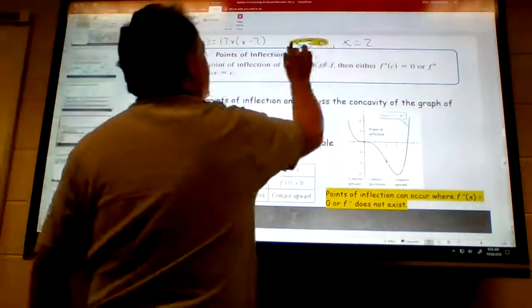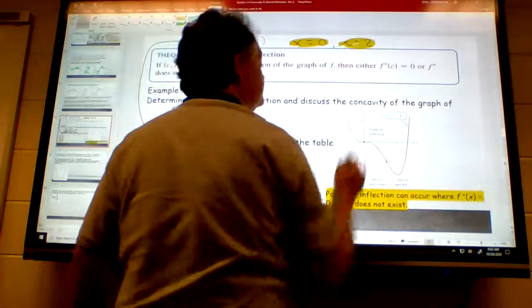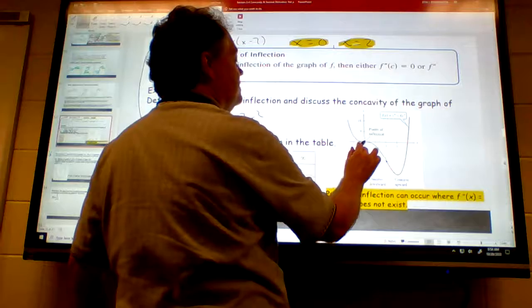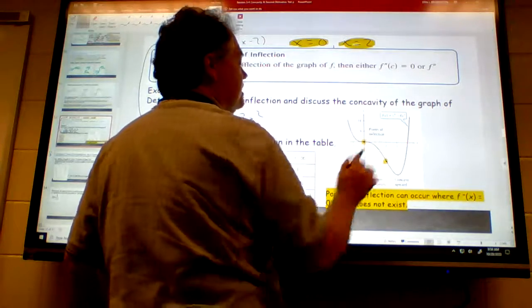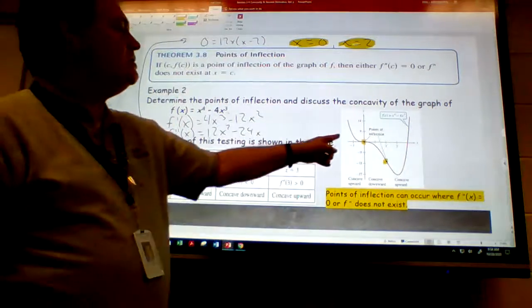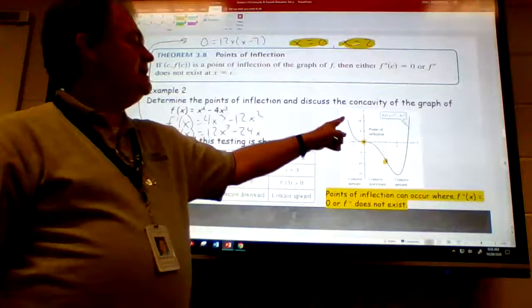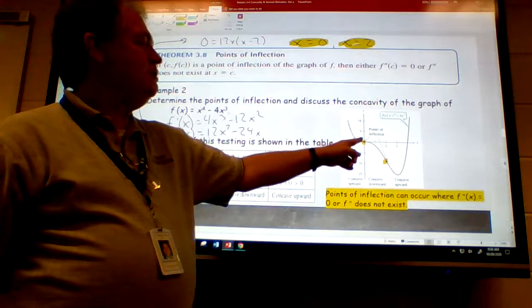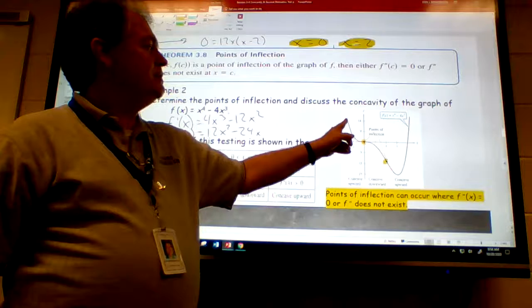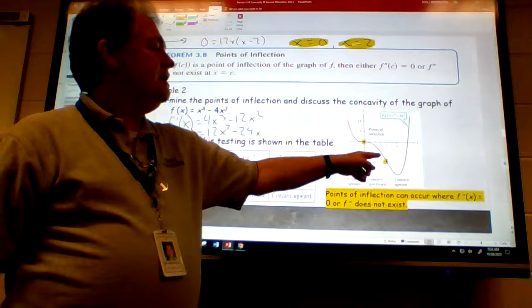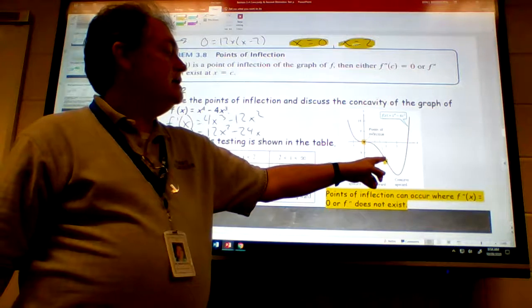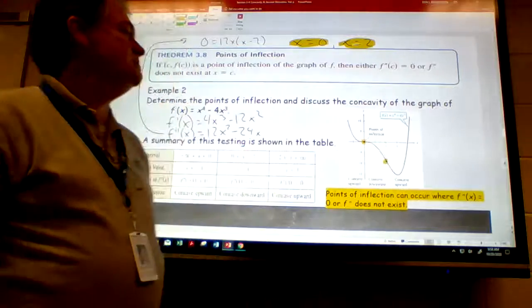Now, I'm going to highlight those there, but I'm also going to highlight them right here on the graph. See right there? Point of inflection and the point of inflection. Right here at this point is when the concavity changes from concave upward to concave downward. And then here, it's concave upward the rest of the way.